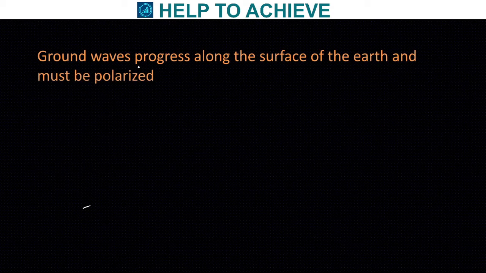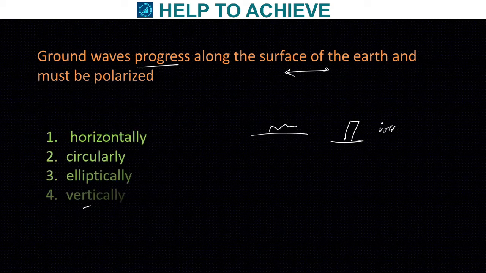Ground waves progress along the surface of the earth and must be polarized. Typically for ground waves, we normally use vertical antennas. Since the antenna is vertically oriented, the waves are also vertically polarized.